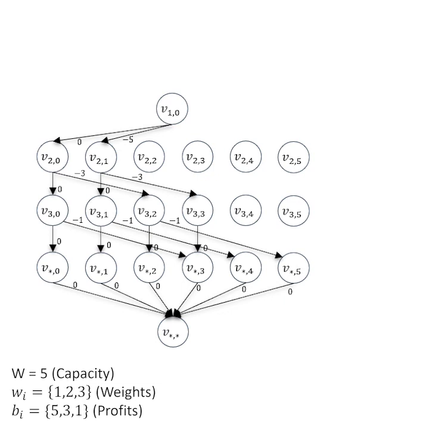-1 in this case. And then our sink node is V star star, and that's really just to complete the network. So that way we have a directed acyclic graph for which we can find the shortest path from V10 to V star star using Eugene Lawler's algorithm.